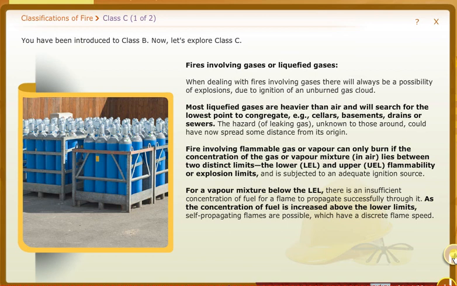Fire involving flammable gas or vapor can only burn if the concentration of the gas or vapor mixture in air lies between two distinct limits, the lower or LEL and upper or UEL flammability or explosion limits, and is subjected to an adequate ignition source. For a vapor mixture below the LEL, there is an insufficient concentration of fuel for a flame to propagate successfully through it. As the concentration of fuel is increased above the lower limits, self-propagating flames are possible, which have a discrete flame speed.